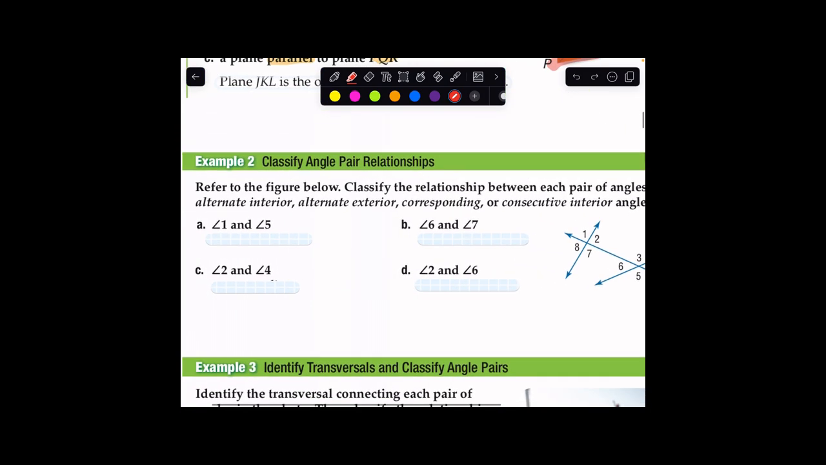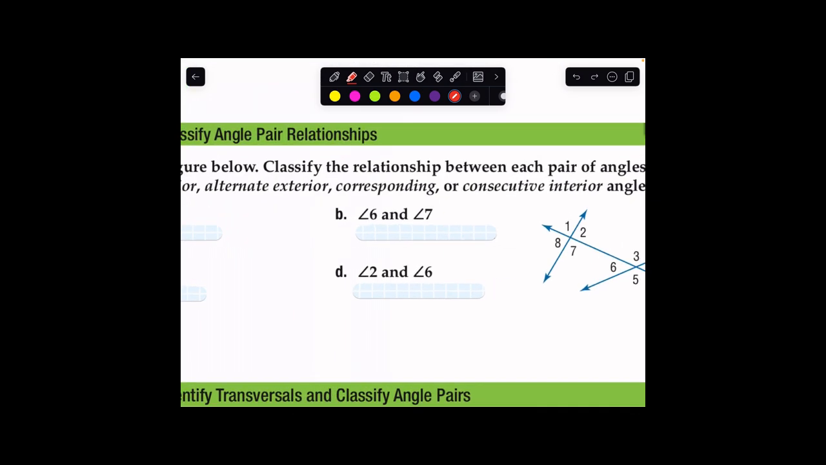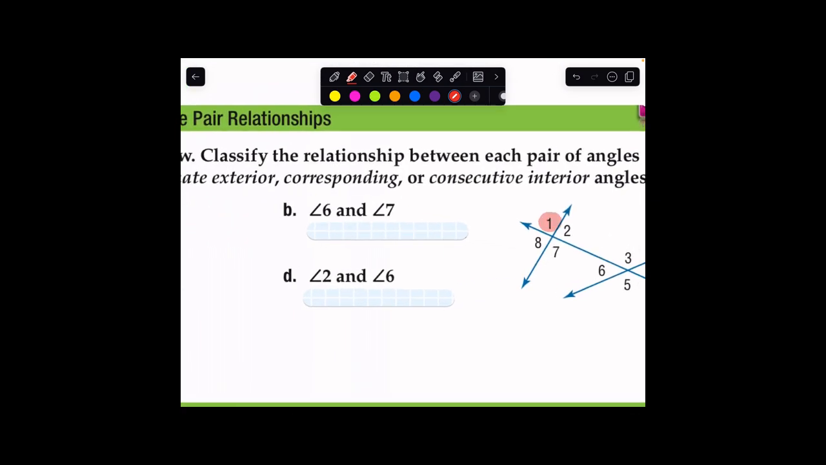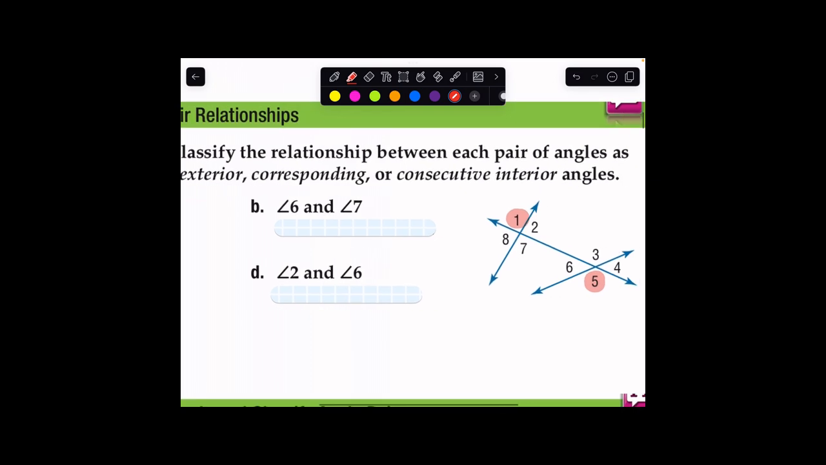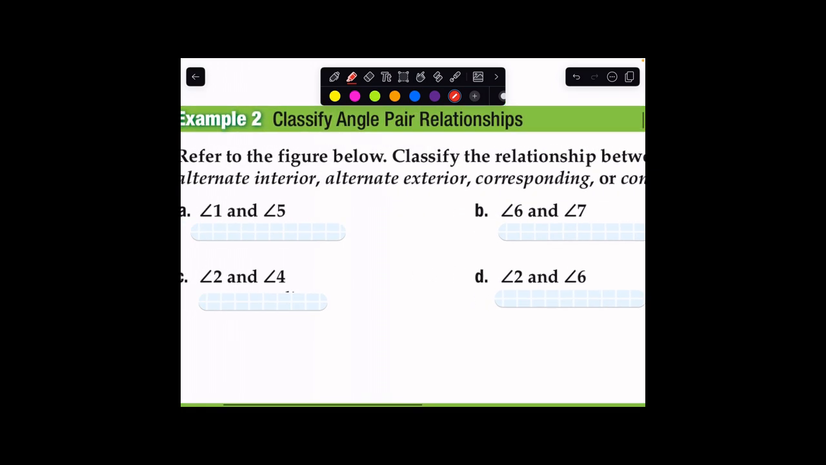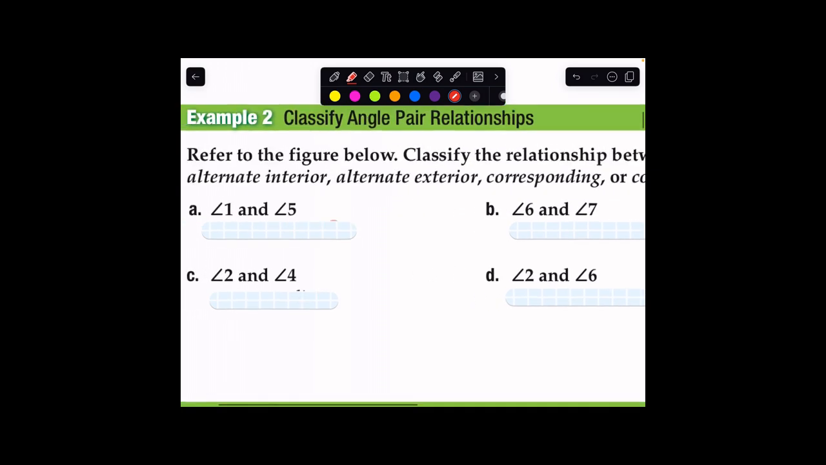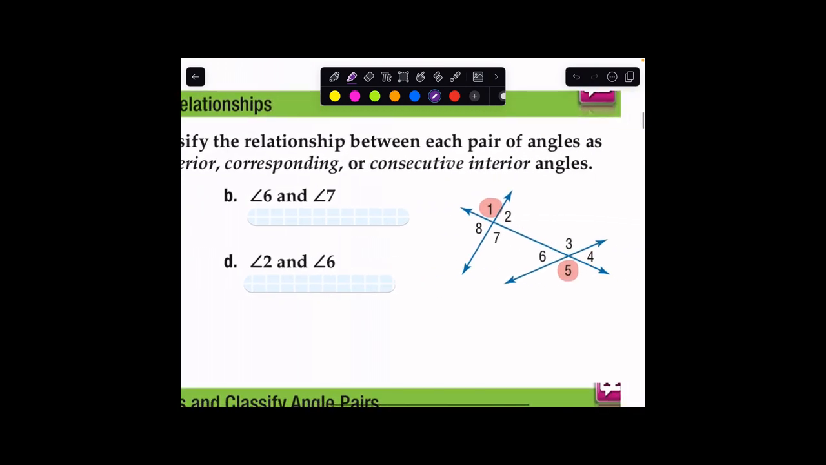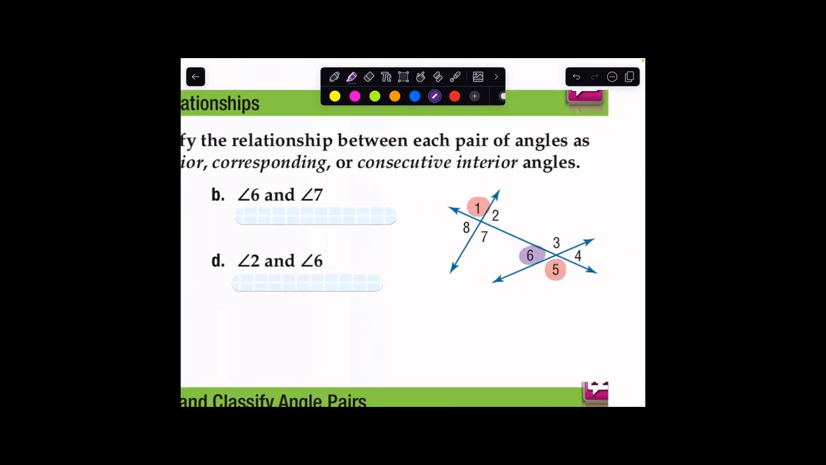So for angles 1 and 5, 1 is here, 5 is here, they are both exterior and they are on different sides of the transversal, so that would be alternate exterior angles. Next, angles 6 and 7. 6 and 7 are both on the interior between the two lines, and they're on the same side of the transversal, so same side interior, also known as consecutive interior angles.